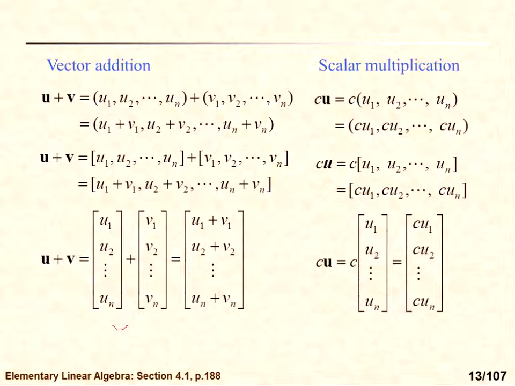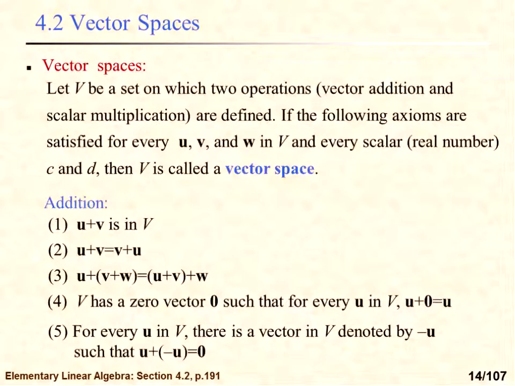This is just an example of addition and multiplication. If we have two column vectors and we add them, we again get a column vector. If we have a column vector and multiply it by a constant, we again get a column vector. These are simple things.